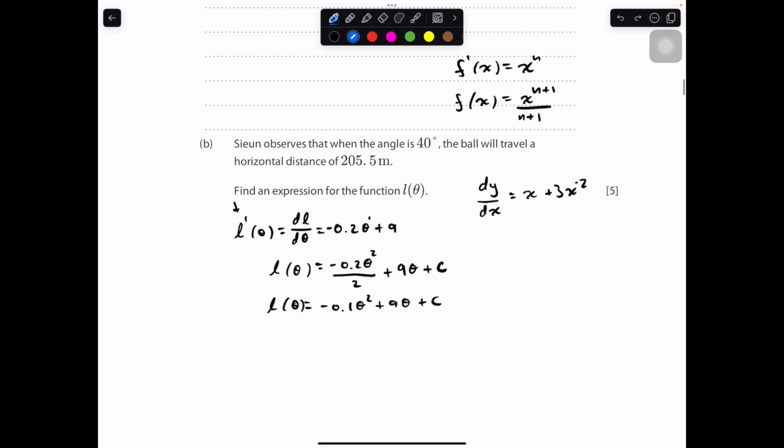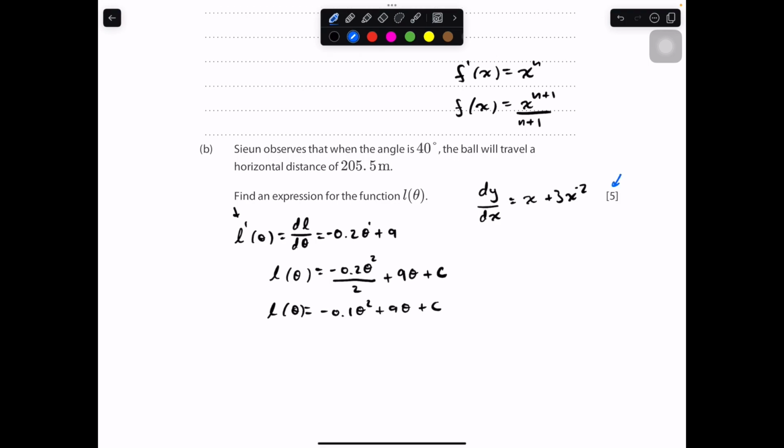Okay, 5-mark question, not quite done yet. We want to find the value of c, this unknown constant. They give us a theta value and they give us the length. So this is essentially inputs, outputs. Usually we call this our x and this our y, but now this is equivalently our theta and this is our L. So let's substitute those in. The length we know is 205.5 meters when theta itself is equal to 40. So let's put that in, 40 squared plus 9 times 40. And now we just have c to solve for.